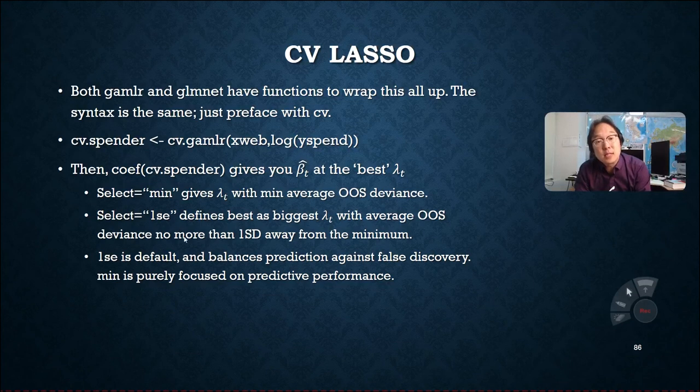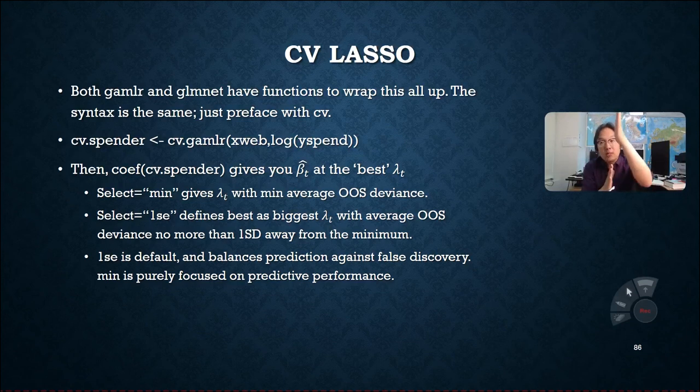Select LSE defines best as the biggest lambda with average out-of-sample deviance no more than one standard deviation away from the minimum. This one is more of a conservative approach. So in the first bullet point, you pick the lambda that minimizes out-of-sample deviance, the average out-of-sample deviance, the minimum point.